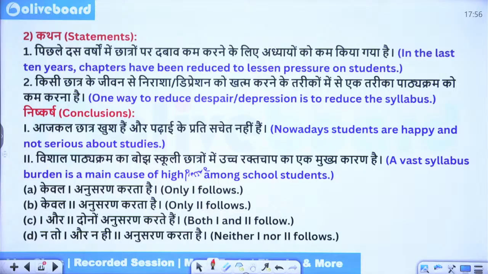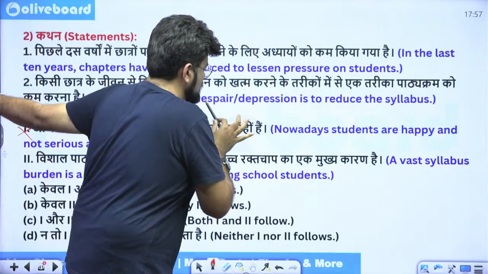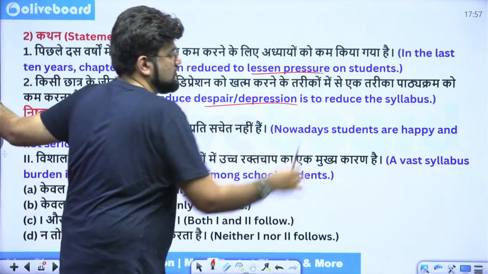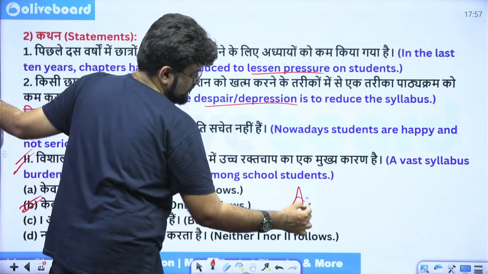In the last 10 years, chapters have been reduced to lessen pressure on the students. So one way to reduce despair or depression is to reduce the syllabus. Conclusion: nowadays, students are happy and not serious about studies. Nowhere. The author is not trying to take you here at all. The author is rather trying to make you empathetic about the students' condition. A vast syllabus burden is a main cause of high pressure among school students. Hence, they are reducing the syllabus to reduce despair and depression. So option 2 is the correct answer. Option B is the answer.